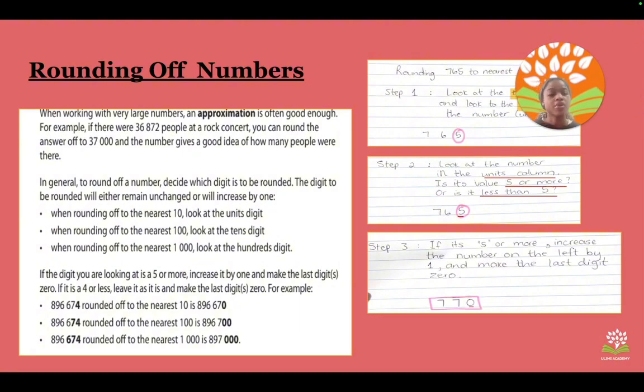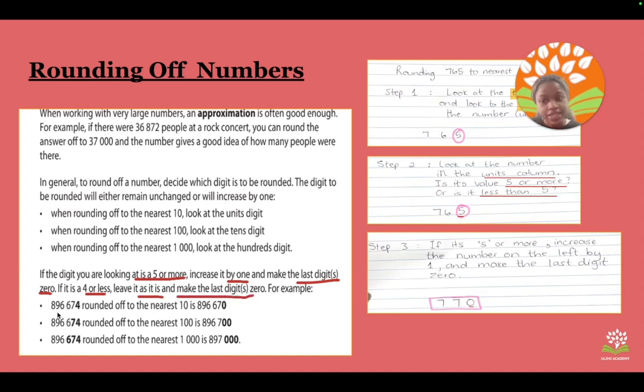A lot of the time when we're rounding off numbers, we just want to get a good idea of what is happening, all right? So in general, to round off a number, you need to decide which digit is to be rounded. And the digit to be rounded will either remain unchanged or will increase by 1. So what do we mean by this? Let's take a look at this section of the page. If the digit you are looking at is a 5 or more, increase it by 1 and make the last digit 0. And if it is a 4 or less, you leave it as it is and make the last digit 0.